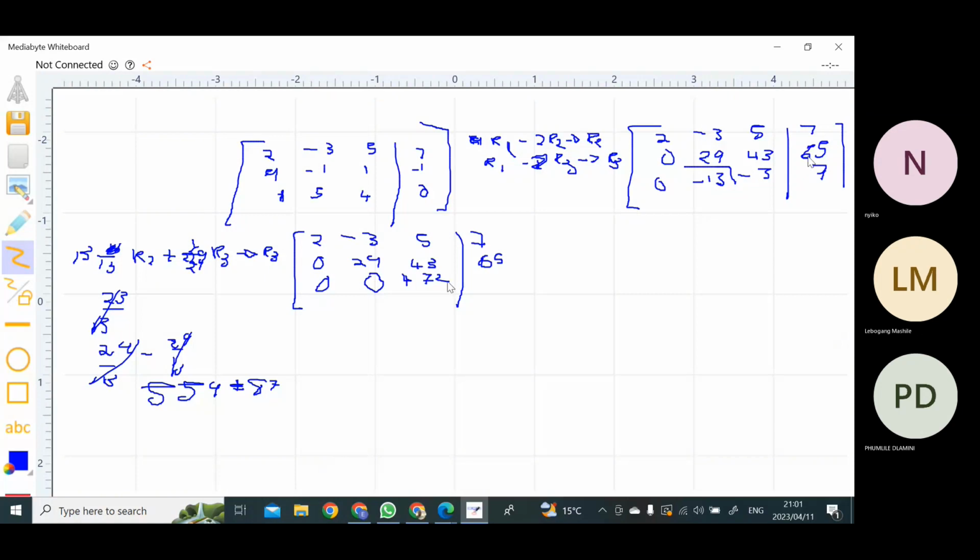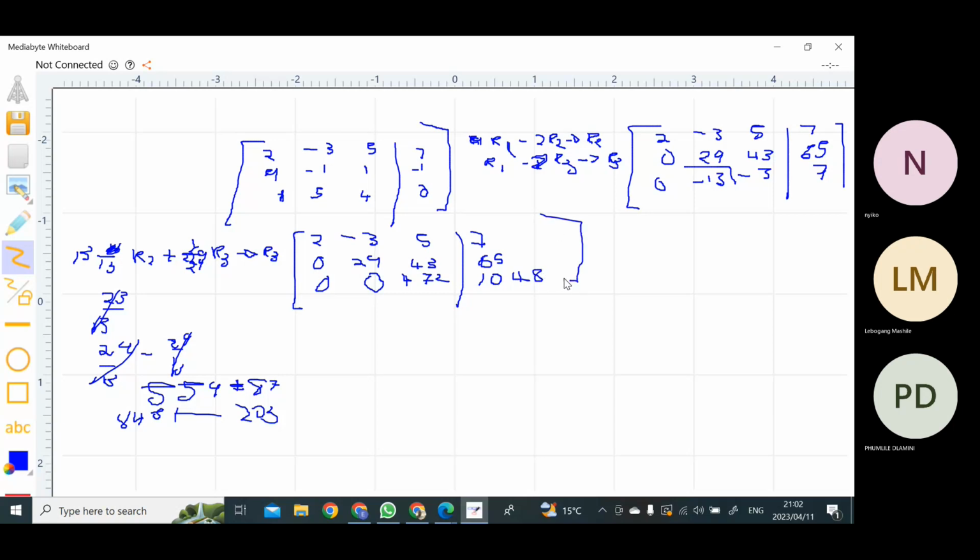So it's 472, which is equal to 65. You multiply 65 by 13, and you're going to get 845, plus 7 times 29. 7 times 29 is 203. So if we add them, 203 plus 845, then we're going to get 1048.